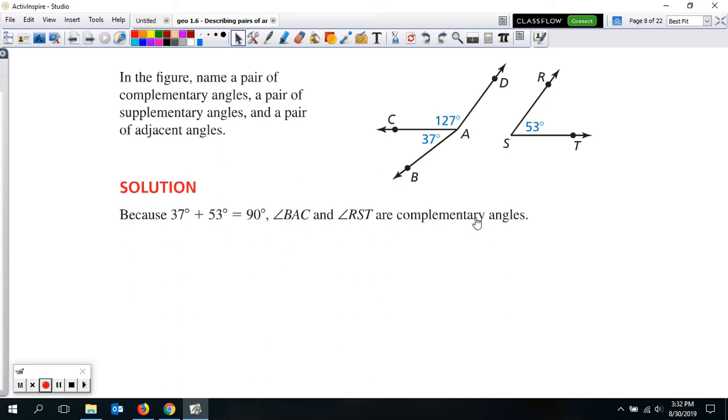Those are complementary. Supplementary, they have to add up to 180. So that's going to be 127 plus 53 is 180. So RST again with CAD on that one. So angle CAD and RST, those are supplementary.